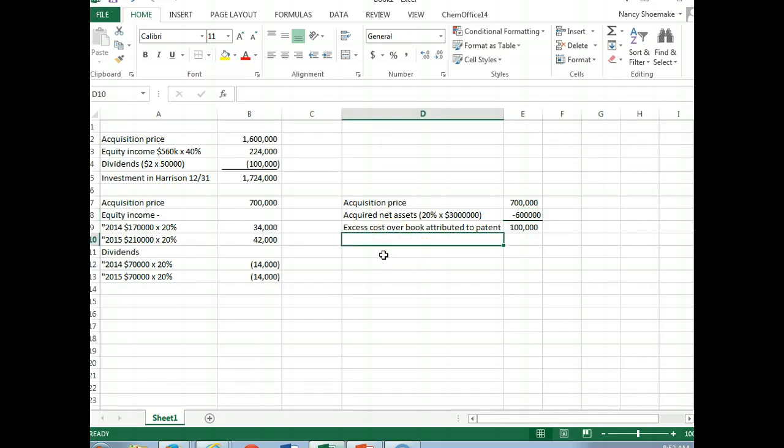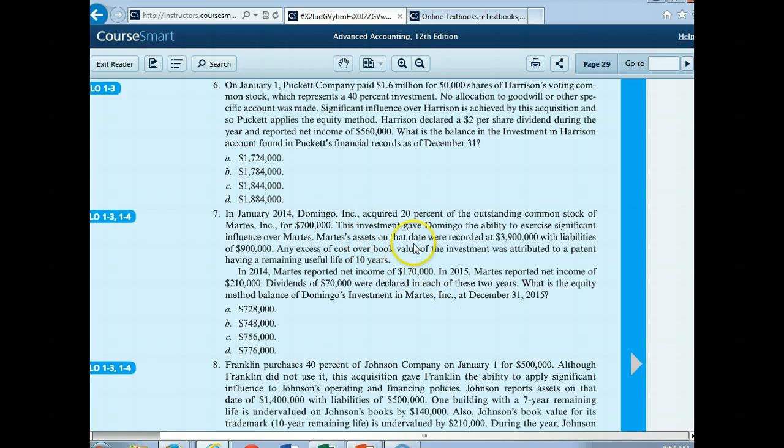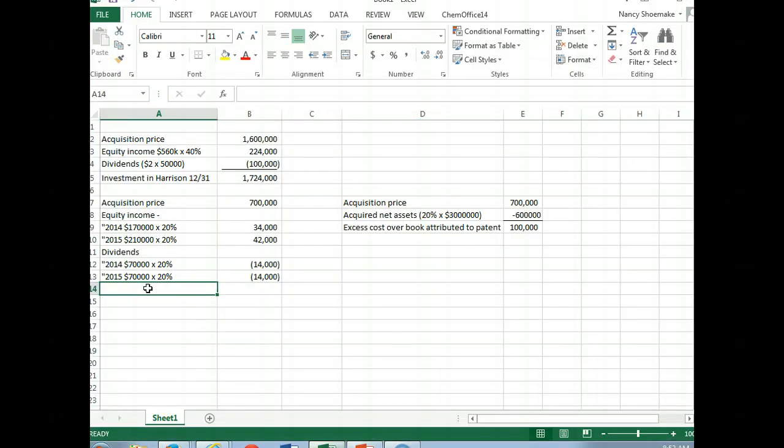Now it told us, let me just confirm, that this patent has a remaining life of 10 years. So because we're purchasing this asset, right now it increases the book value of the investment. But each year we have to amortize it, just like we do buildings and assets. So what we're going to do in our investment account is show that amortization for the years 2014 and 2015, don't we? Yes. So we're going to show the amortization of the patent.